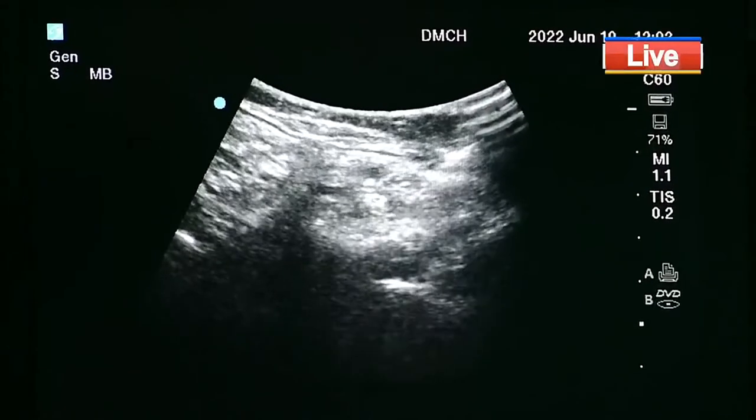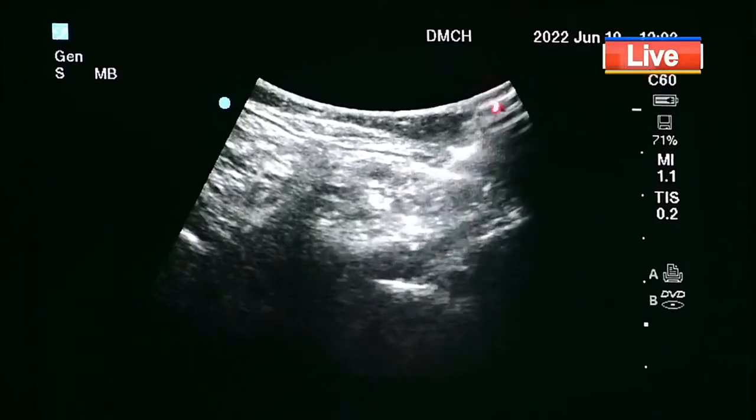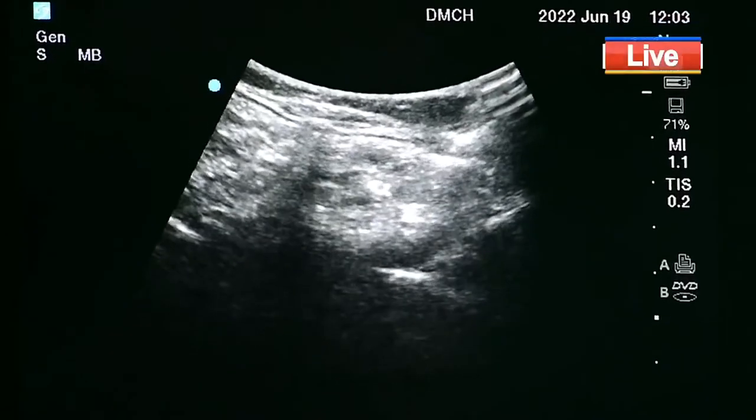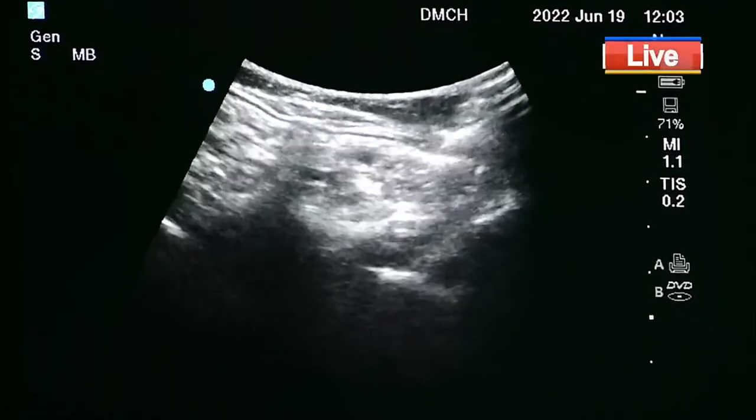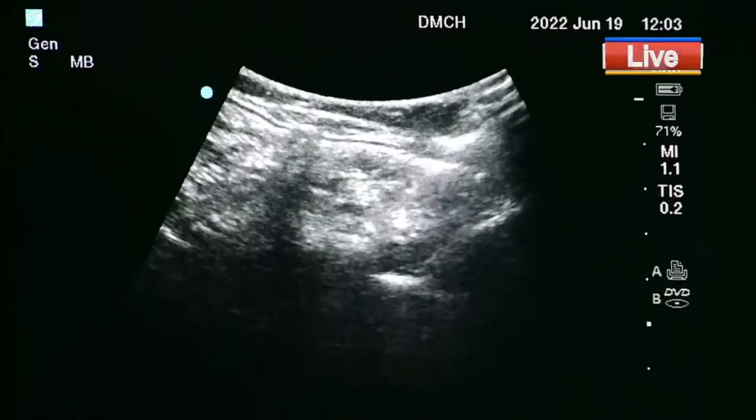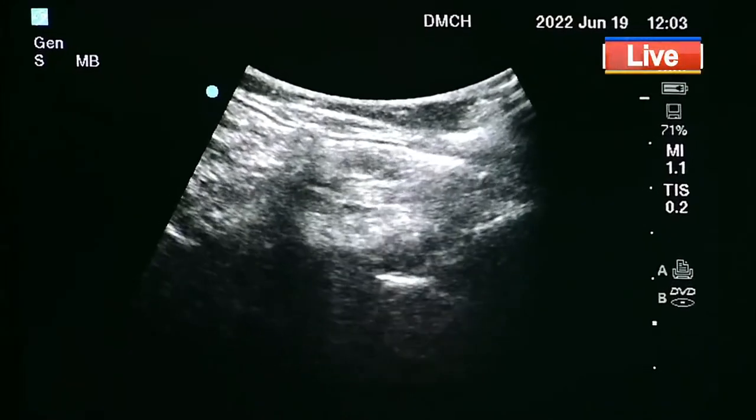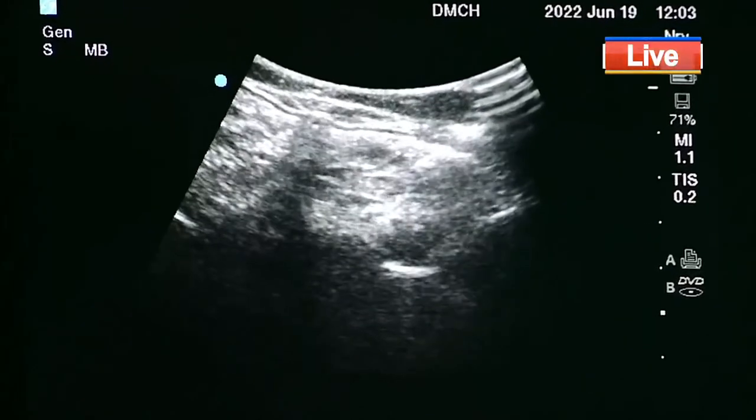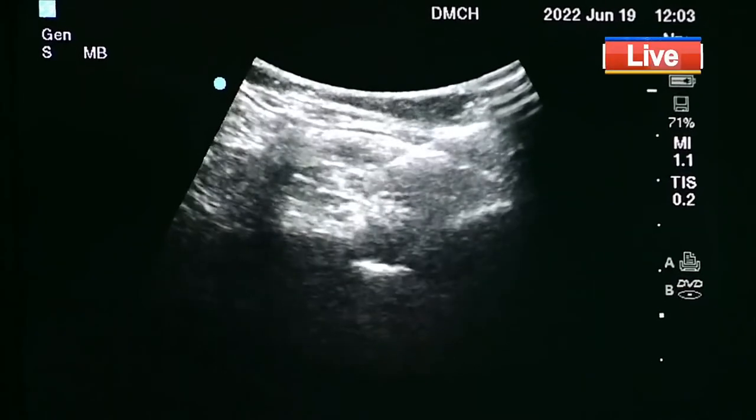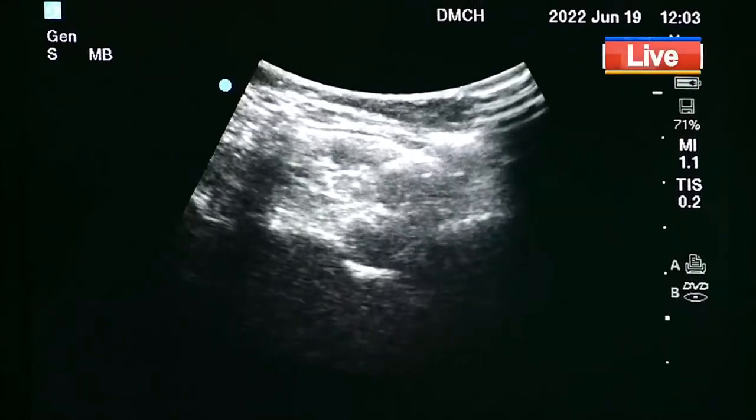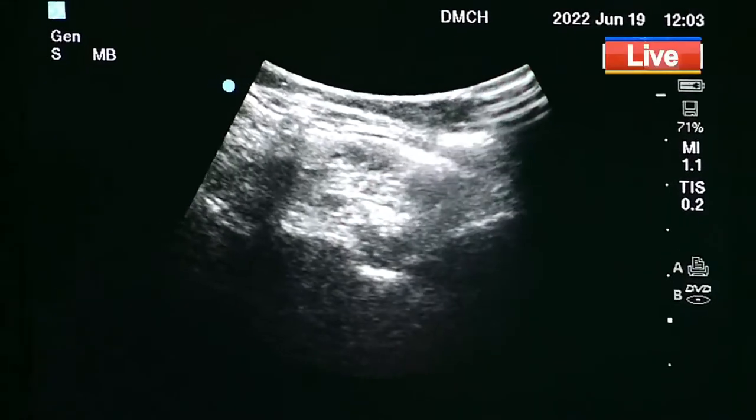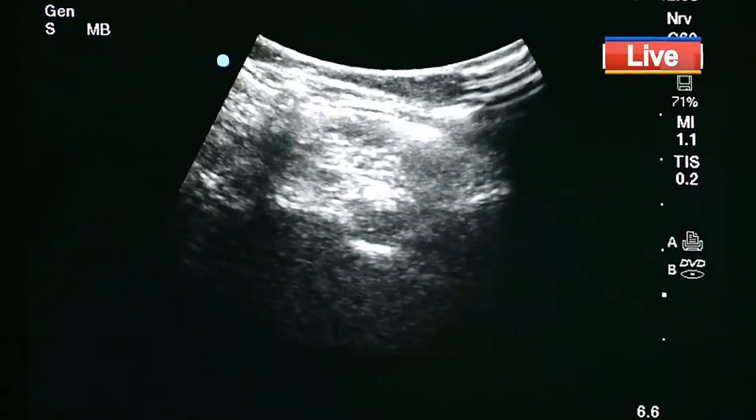So you can see I have gone now with my needle and I hit the bone now. I cannot go any further. Okay? Only thing is I would like to be more lateral. So probably take my machine inside and take the needle out. Make it more oblique. Let me start again.